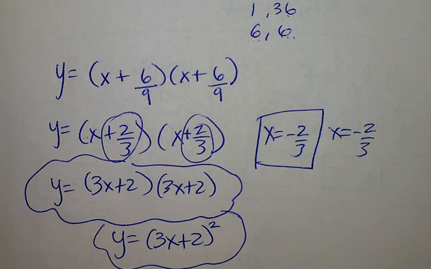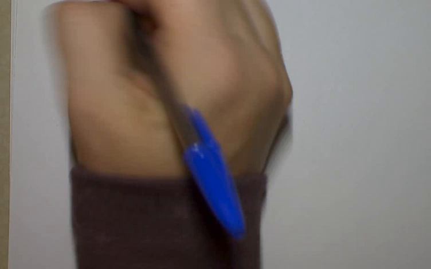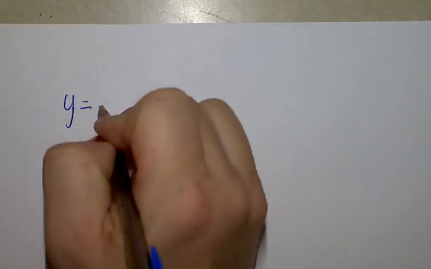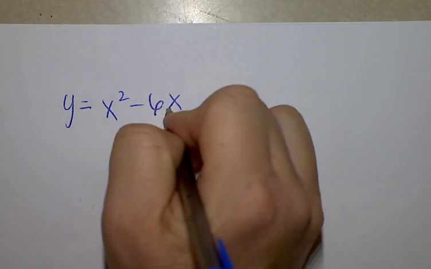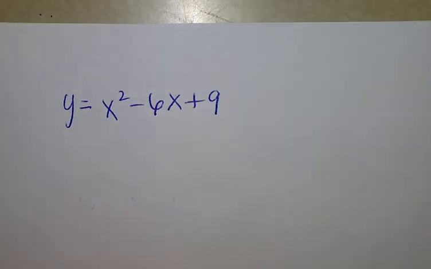All right, so let's go with y equals x squared minus 6x plus 9. Everything you are doing right now is on a blank piece of paper. Everybody knows that, right? The yellow paper's for later. Okay, so here we go.